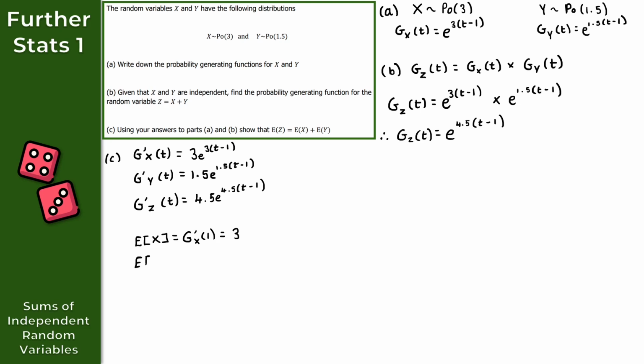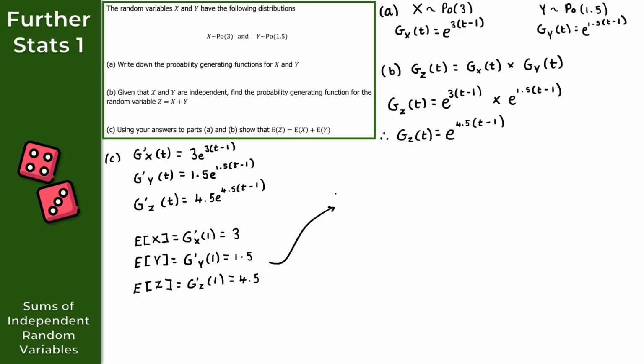Hopefully you can see what's going to happen here. So for the expectation of y, nice and straightforward, we get g prime of y at 1, which in this case would simply give us 1.5. And then finally, for the expectation of z, that's going to be g prime of z at 1, which in this case will give us 4.5. Okay, well, basically we just need to show this now, which at this point is pretty much trivial.